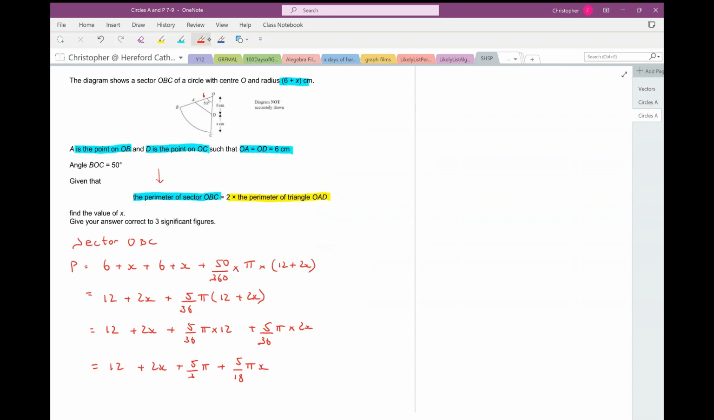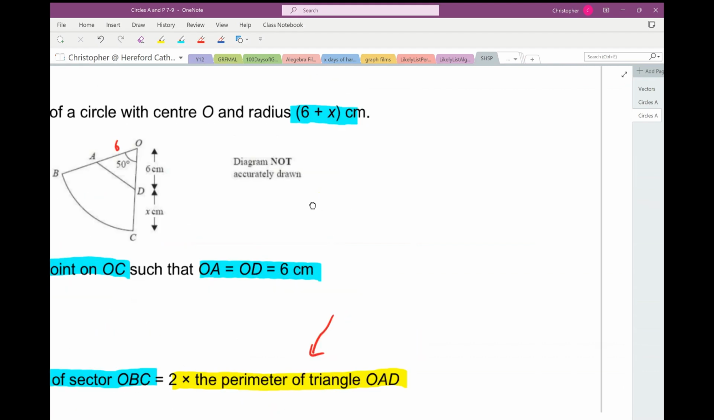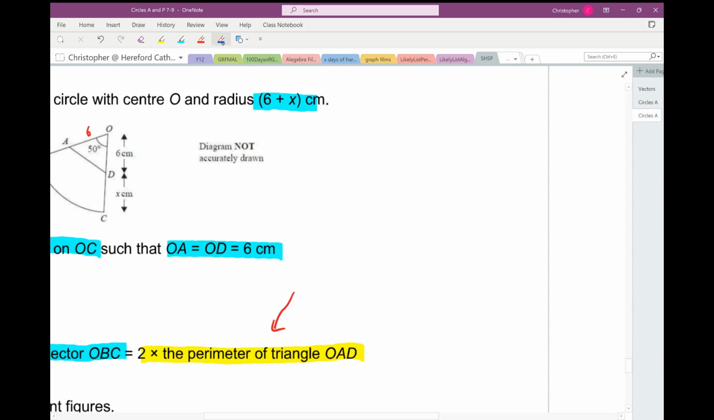And next I'm going to find the perimeter of the triangle OAD. Let's have a look at that triangle OAD. I'm going to draw a diagram here. It is a triangle OAD, 6 and 6, top angle of 50. Well, I can straight away find those bottom angles as 65.